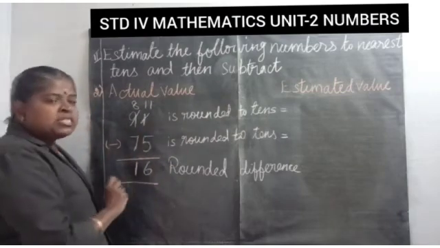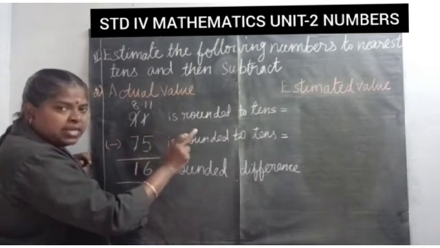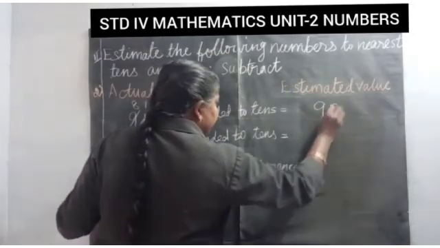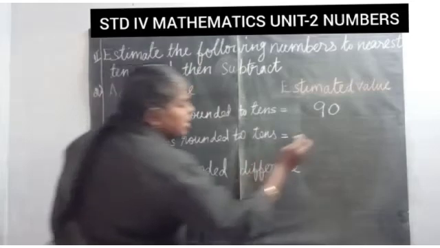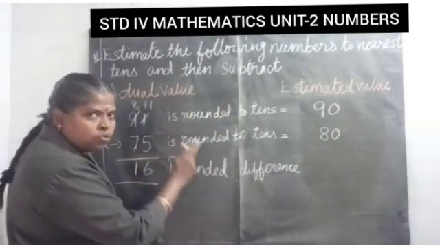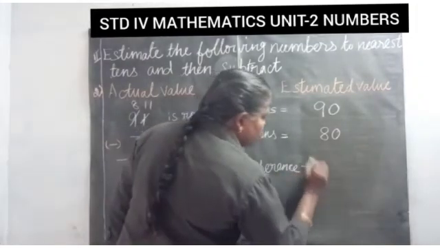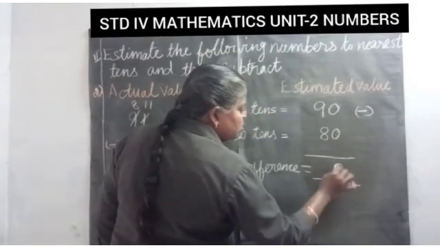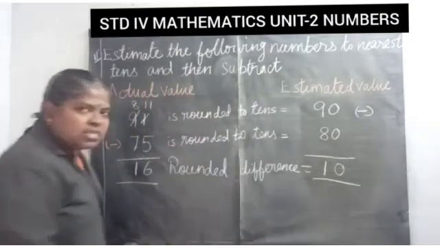Next we can do the estimated value. 91 rounded to tens is 90. 75 rounded to tens is 80. So the rounded difference is 0 minus 0, 0. 9 minus 8, 1. The rounded difference is 10.